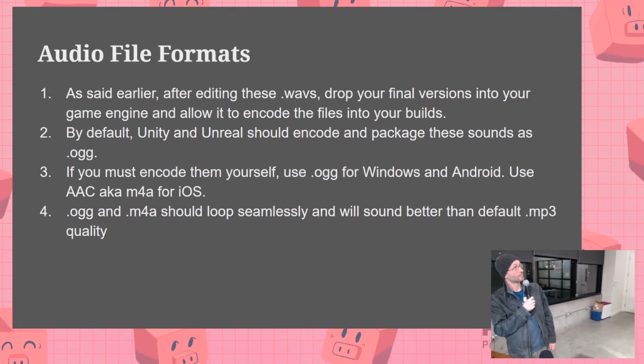All right, audio file formats. Like I said before, don't export your file formats in an encoded format. Don't edit them in MP3s or anything else. Edit them as waves. And we want to edit these waves and finalize them and let our game engine encode it into the build. By default, Unity and Unreal should encode and package these sounds as OGG Vorbis. If you must encode them yourself, use OGG Vorbis for Windows and Android, and use AAC, AKA M4A, for iOS. And OGG and M4A should loop seamlessly and are fantastic quality out of the gate. They're better quality than MP3s.